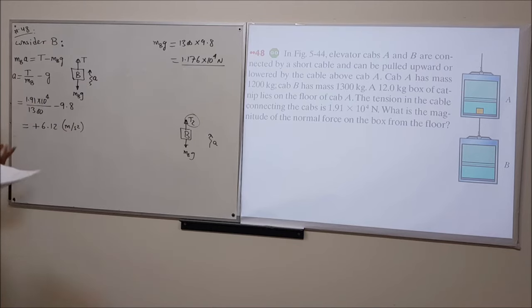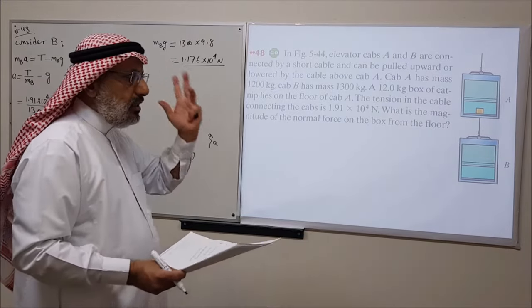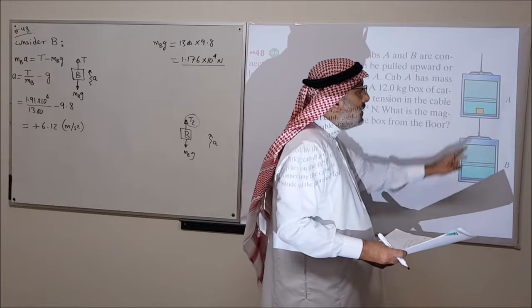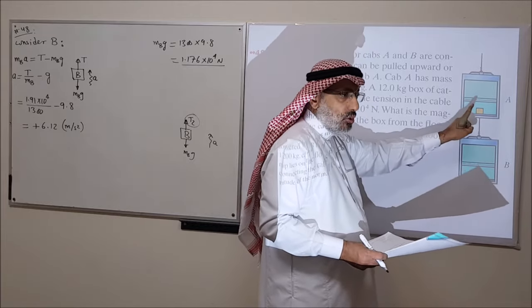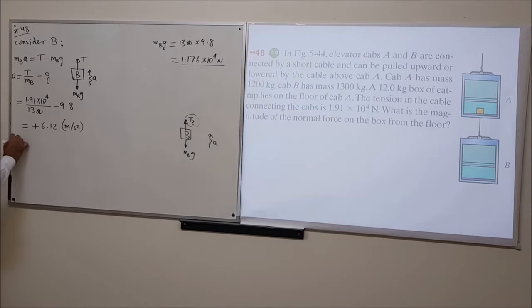Now we found the acceleration. This is the acceleration of the system. Everything in the system: acceleration of A, acceleration of B, acceleration of the box, which is what we want to consider next. So now, the next step is to consider the box that is lying on cap A.